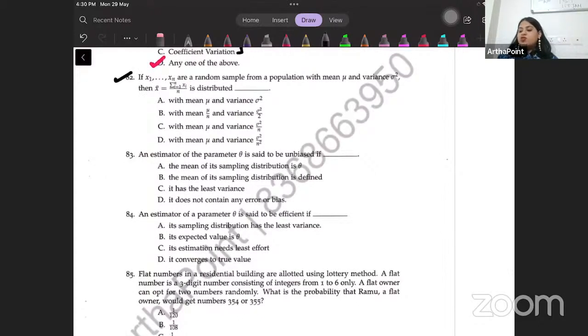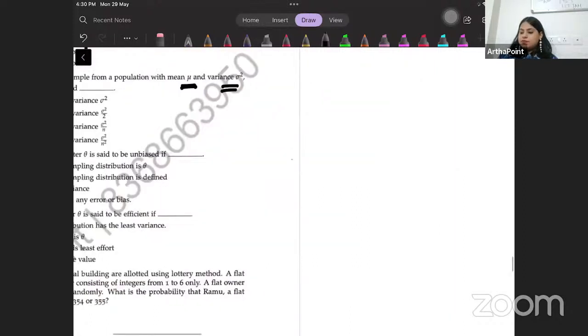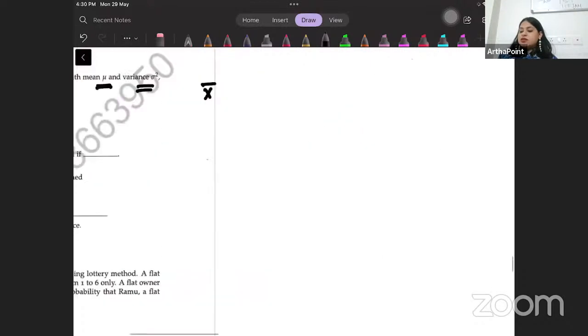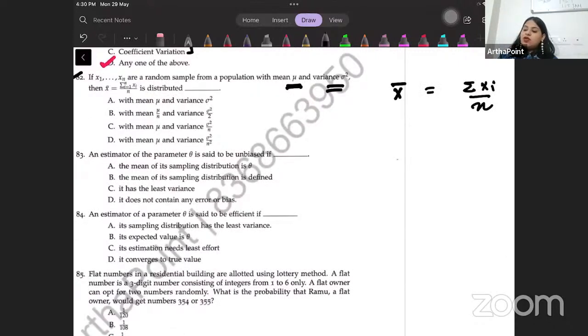If x1, x2 till xn are a random sample from a population with mean mu and variance sigma square, then x bar is distributed how? So, when I talk about x bar, x bar is summation xi by n. Each xi has a mean of mu. Each xi has a mean of mu, right?